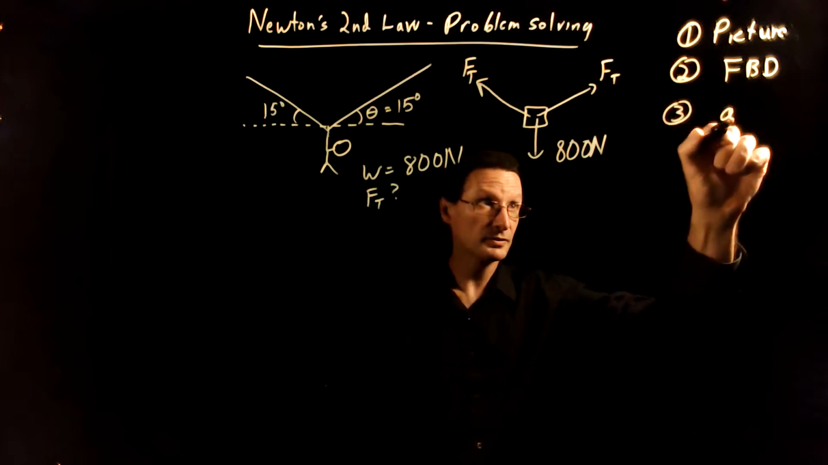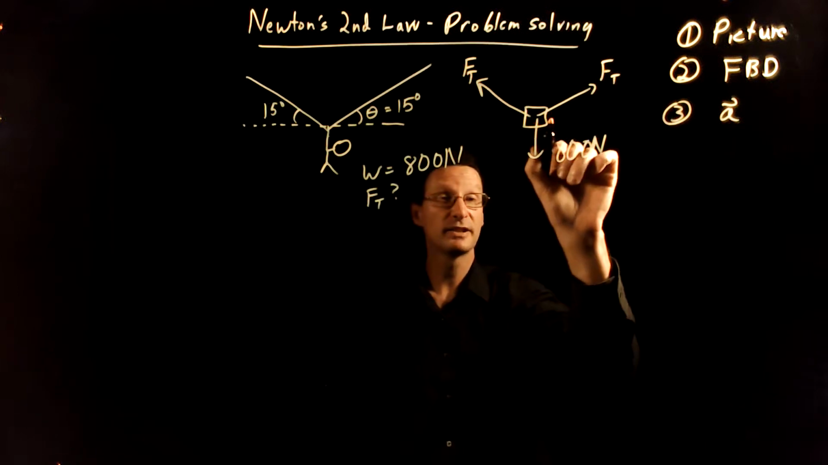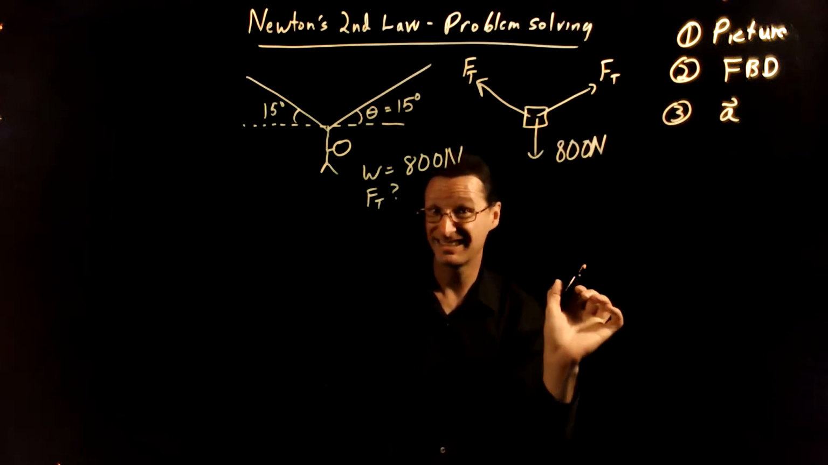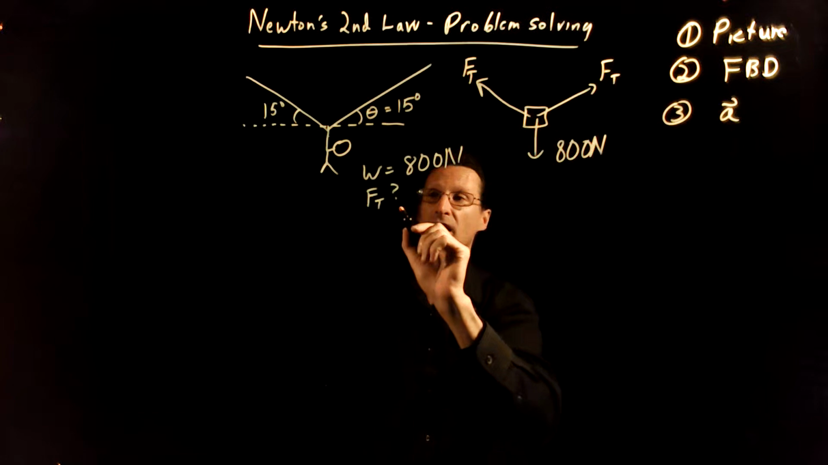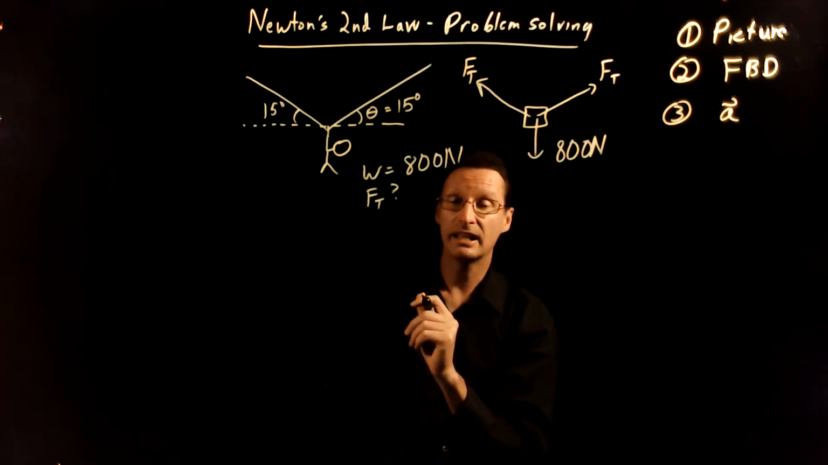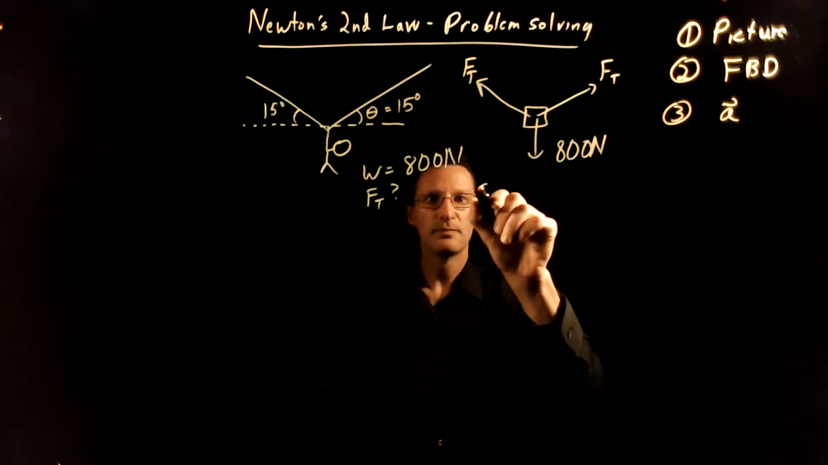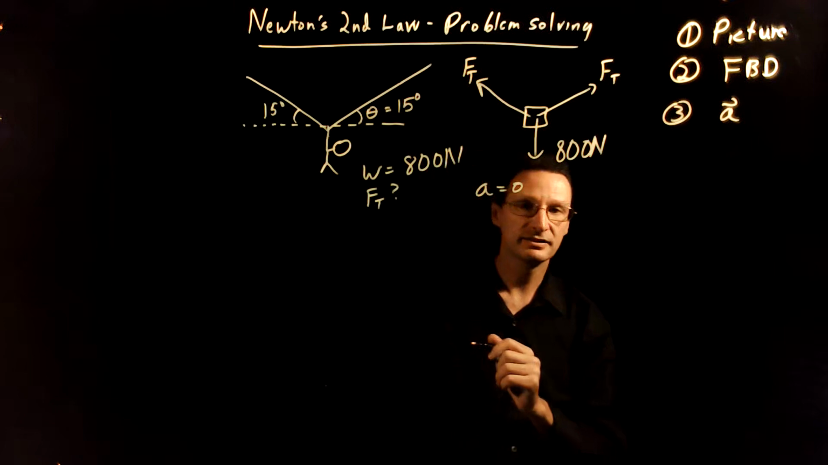Step 3 is to draw the acceleration off to the side. Of course, you never draw the acceleration on the free body diagram itself because it's not a force. The acceleration in this case is 0 because the person is in static equilibrium. Their velocity is 0 and their acceleration is 0. So let's put the acceleration as 0 off to the side there.